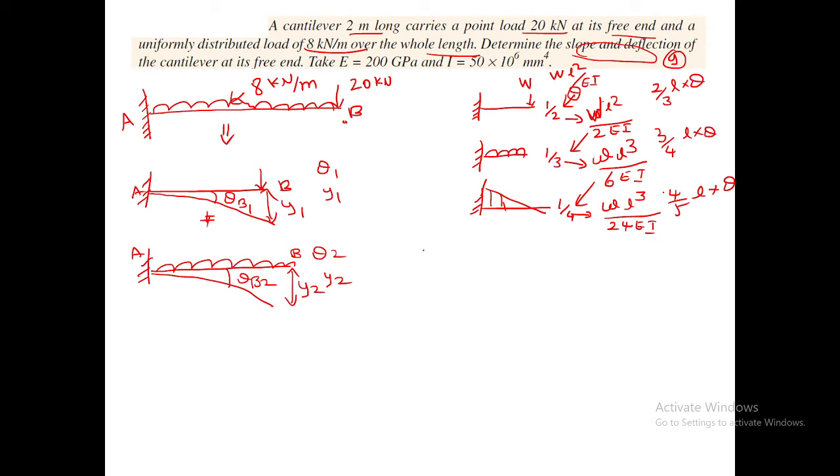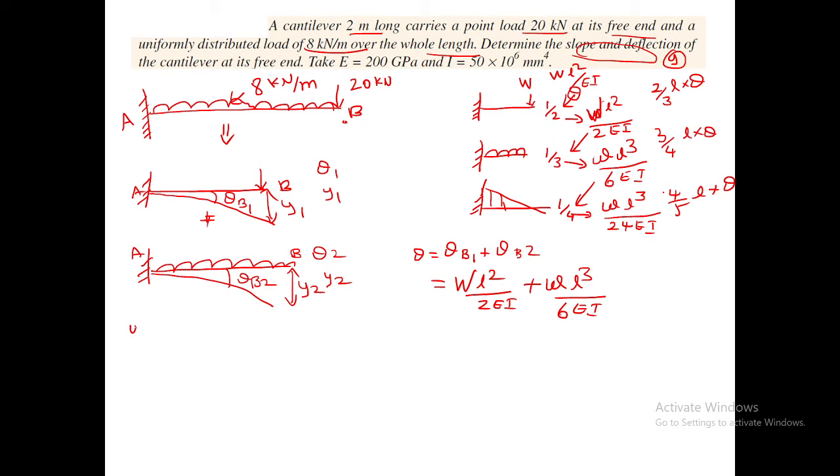So theta equals theta B1 plus theta B2. Theta B1 is for the end point load, and its value is capital W L squared by 2 EI. Theta B2 is for the uniformly distributed load, so small w L cube divided by 6 EI. This is the value.